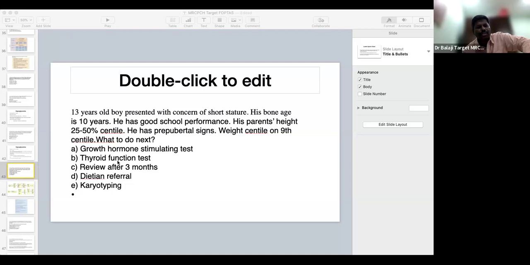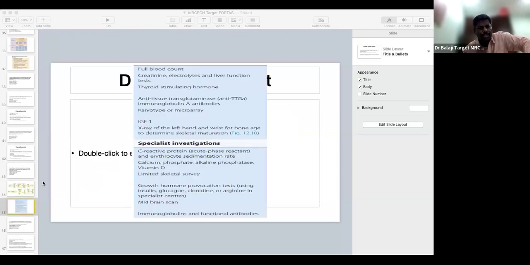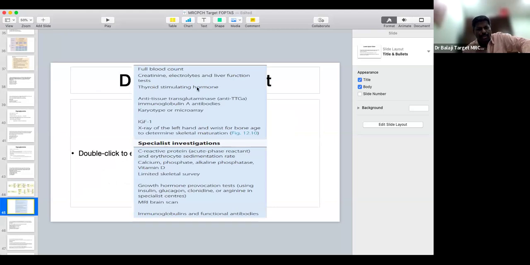So what to do next? Try to rule out whichever is easier to treat, easier to pick up. So that will be the thyroid function test. If you go into Lizar's illustrated book also, in the list of investigations, only under the specialist investigations do you have the growth hormone provocation test. But the basic investigation will be trying to rule out chronic kidney disease, thyroid, celiac disease, and if the child is a girl child, then karyotype. So these are the initial investigations.